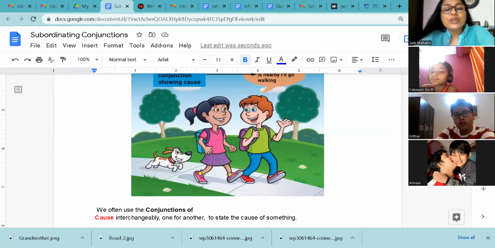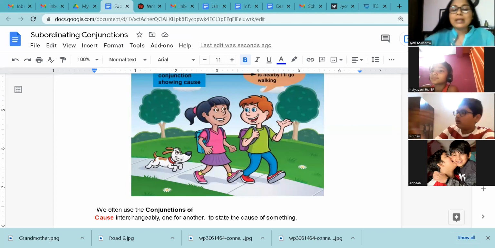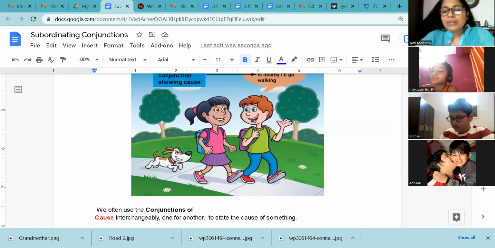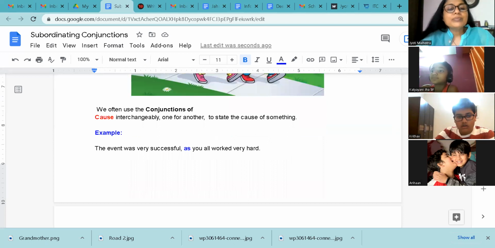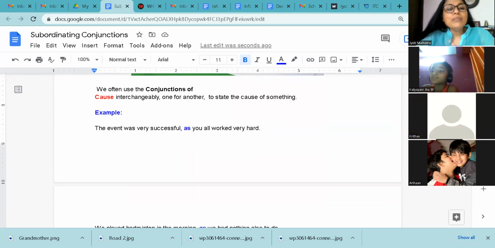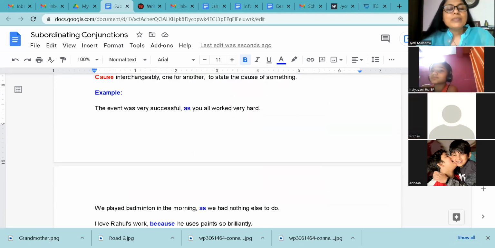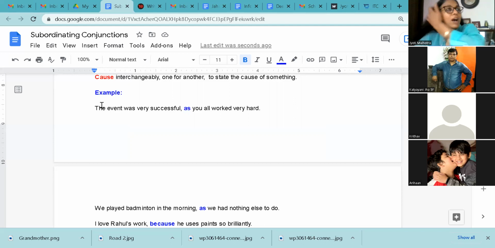I made a lot of effort to make you all understand that this conjunction can either be placed in the middle of a sentence or it can even come at the beginning of the sentence, right? Let's look at some more examples. So, as, since, and because are the three conjunctions of cause. Why? They answer the question why.